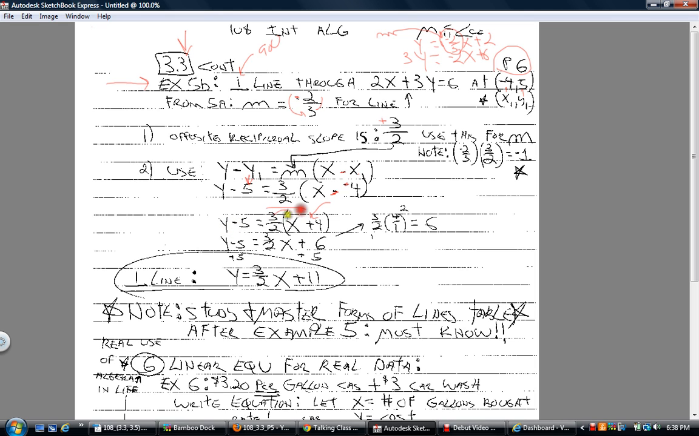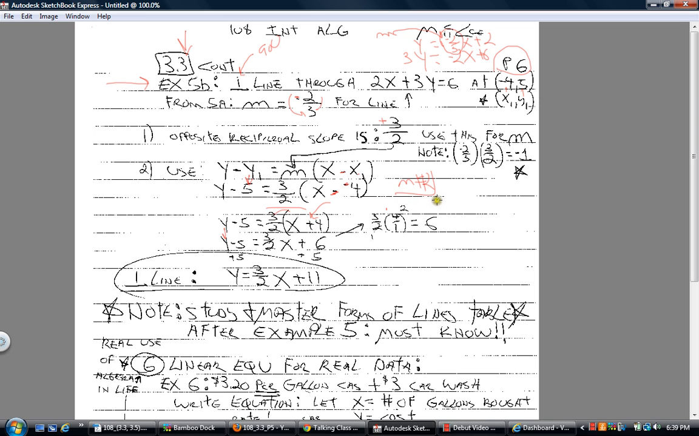I did a distributive property, and when you take 3/2 times 4, watch, 2 goes into 4 twice, 2 times 3 gives you the 6. That's where the 6 came from. Now you need to isolate the y variable. It's always isolating the y, so add 5 to both sides, and voila, you get y equals 3/2 x plus 11.